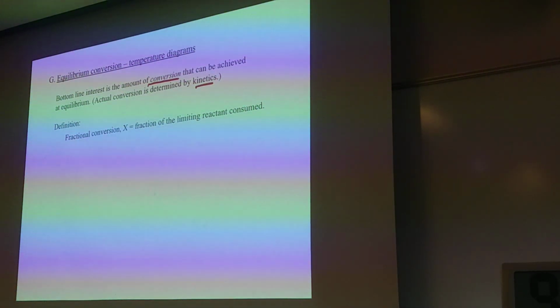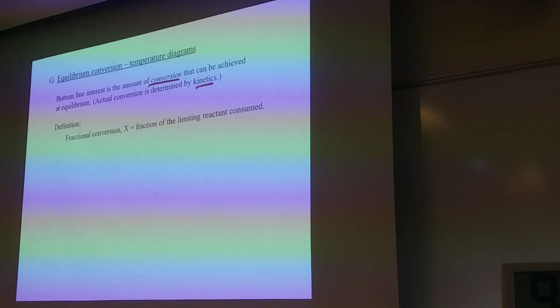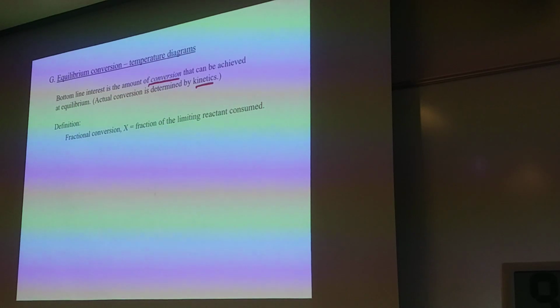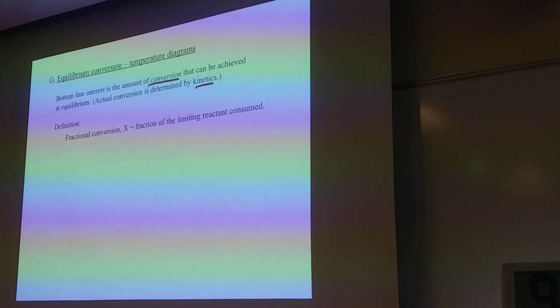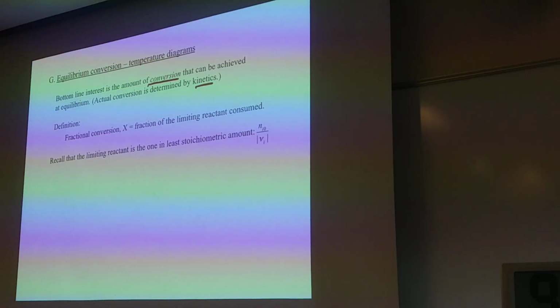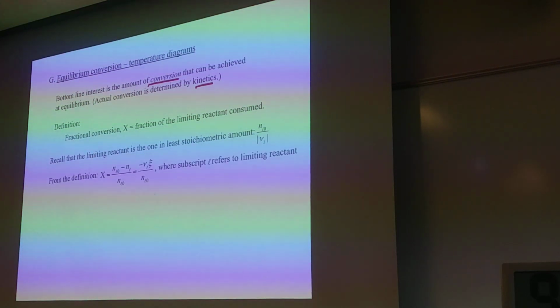Now we should note here that many times we don't have just a single limiting reactant. I could have more than a single reactant with the same stoichiometric amount, so either one could count as a limiting reactant. And if I have them all in stoichiometric proportions, then any one of the reactants can be regarded as a limiting reactant. So it's important to realize this definition. And let's recall that the limiting reactant is the one in least stoichiometric amount.